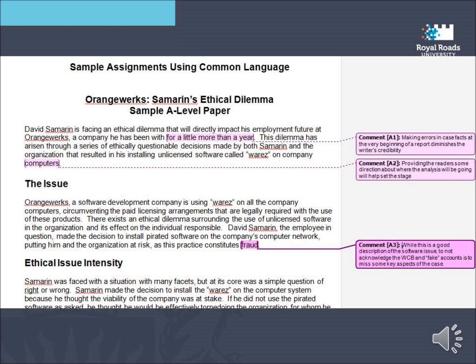Here's an example of an assessed case study with comments provided by OB Professor Dr. Stephen Long. The comments on the right represent his original work, which he did before adopting the Common Language Standards. As you can see, he begins with comment A1. Making errors in case facts at the very beginning of a report diminishes the writer's credibility. Comment A2 reads, providing the readers some direction about where the analysis will be going will help set the stage. Comment A3 reads, while this is a good description of the software issue, to not acknowledge the WCB and fake accounts is to miss some key aspects of the case.